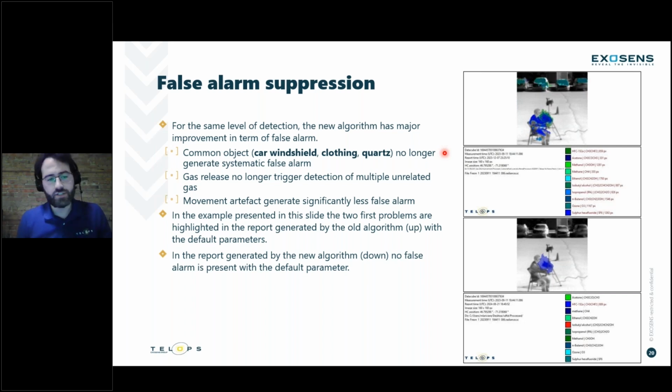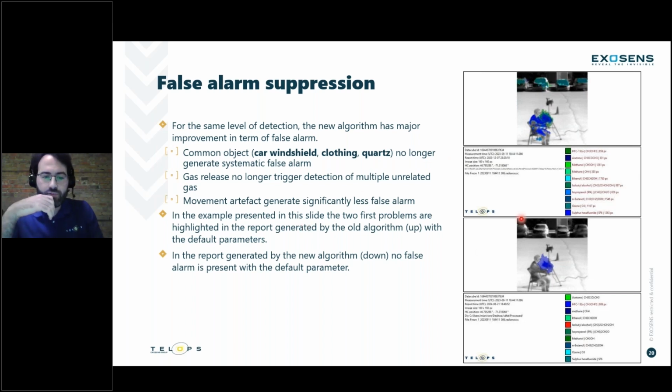And another issue would be the movement artifact. So if you have a hand or an object moving relatively fast in your scene compared to the frame rate of the data cubes, you would have some sort of weird oscillating pattern in your image, and that would create false alarm as well due to the disruption of the interferogram during the acquisition.